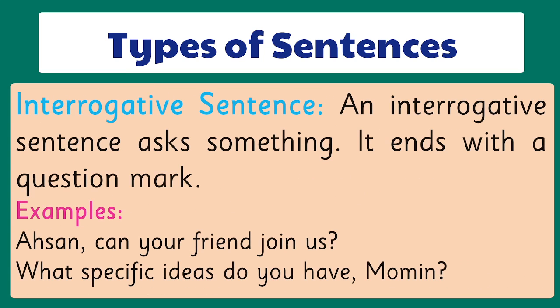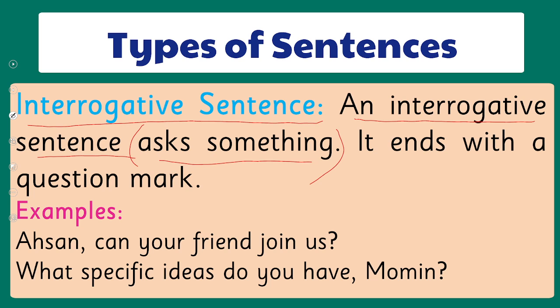So let's go further. What is the third category? The interrogative sentences. What are they? An interrogative sentence asks something. So they are actually the question sentences. In these sentences we ask questions or we make questions. They end with a question mark. This is a question mark and they end with it.